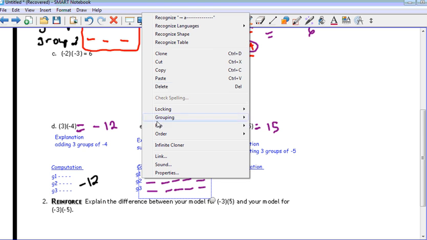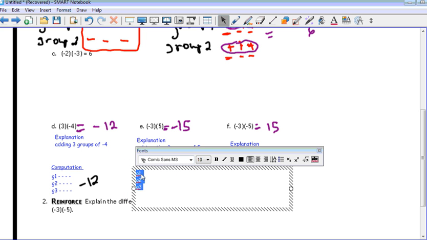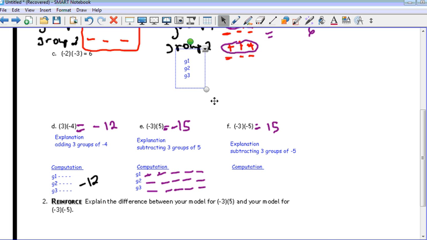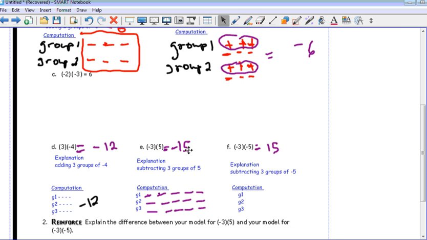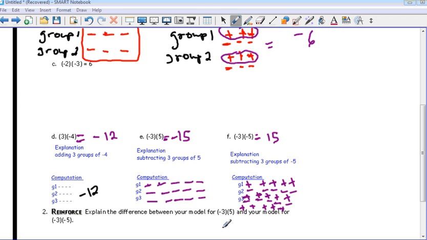So we need to draw 3 groups. So let's draw our 3 groups for problem F. Now, how much goes into each of the 3 groups? How many pairs do I need to draw? Well, I have 5 pairs. So right now, I'm going to draw 5 0 pairs. Alright, so look at this. In my first group, I have 5 0 pairs. In my second group, I also have 5 0 pairs. In my third group, I have 5 0 pairs.